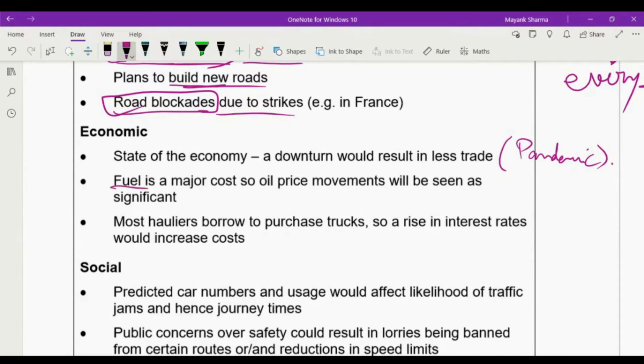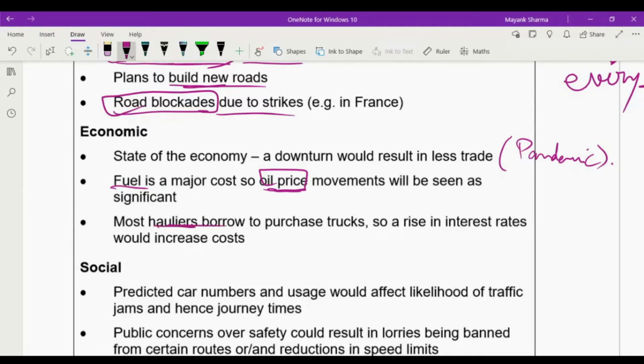Fuel prices. So prices of anything is an economic criteria. It is a thing which we study in economics. So it is covered under economic environment. Fuel prices, which is a major portion of cost for a haulage firm. If fuel prices are increasing, this will impact significantly the profits of a haulage firm.